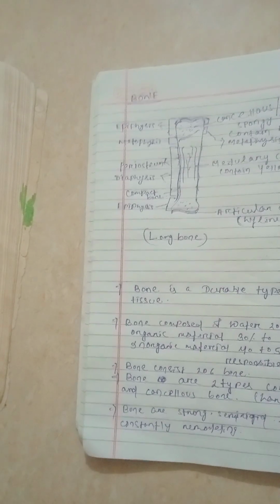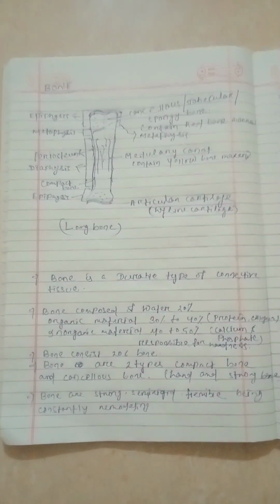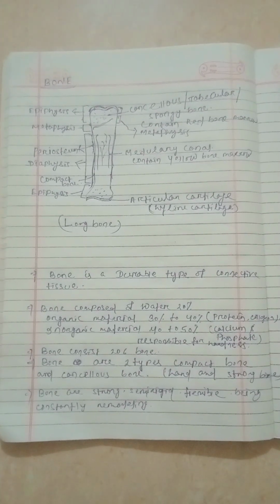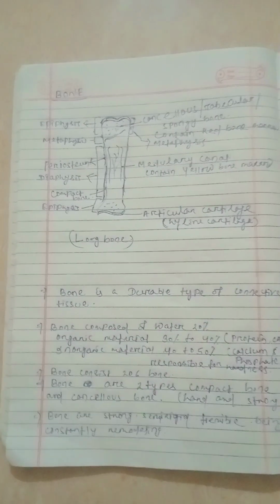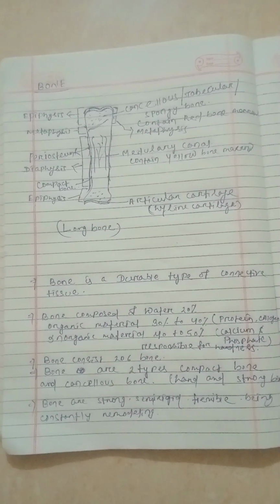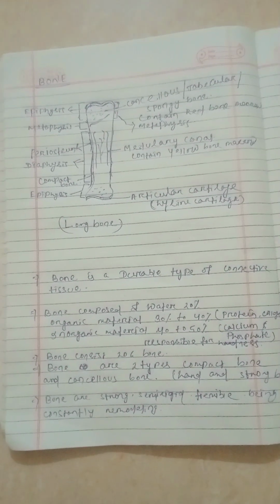The organic material, like protein and collagen, helps the flexibility of bone, and the inorganic material, like calcium and phosphate, helps the hardening and strength of the bone. The body has 206 bones. The largest bone is the femur and the smallest bone is the stapes. A newborn baby has 300 bones. When a baby reaches adult age, some of the bones fuse and become 206 bones.